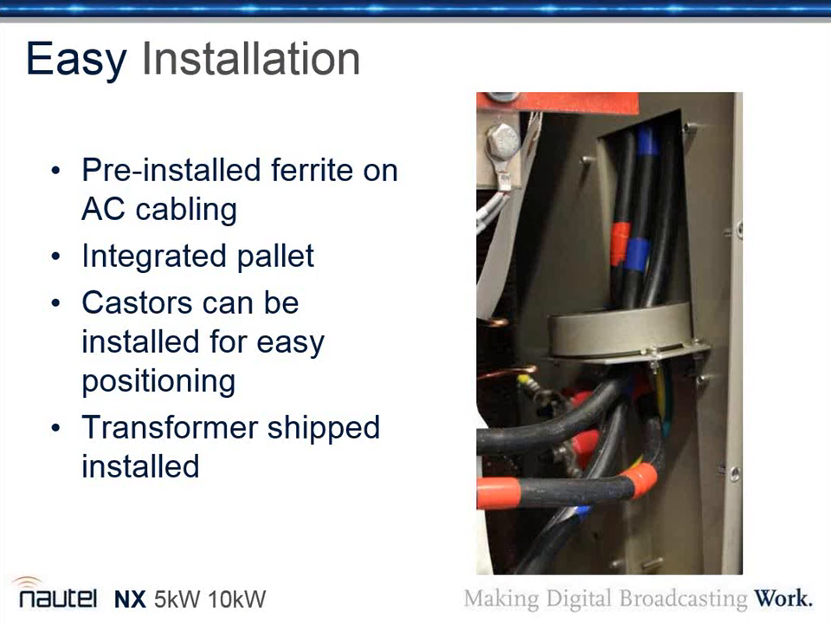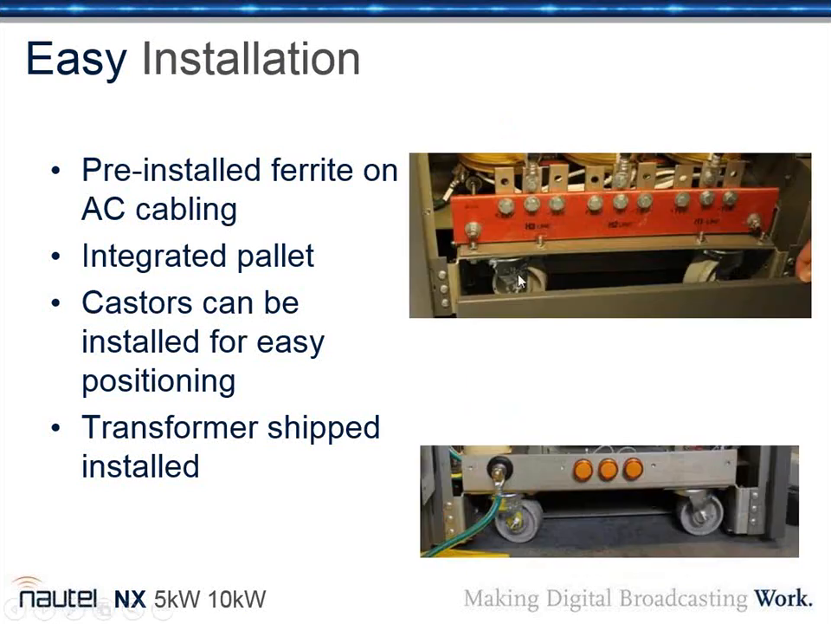Now that you've decided you want one of these things, you're going to be excited to know how easy it is to install it. Part of that is pre-installed ferrite on the AC cabling, as we've done in the NV Lite and the GV. There's an integrated pallet, so you can take your forklift right underneath the transmitter and pick it up. Even better, we've installed casters on the transmitter so that you can wheel it around. This is from the front and this is from the back. There are wheels underneath.